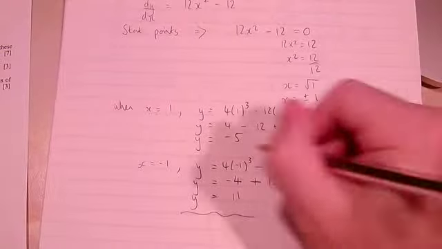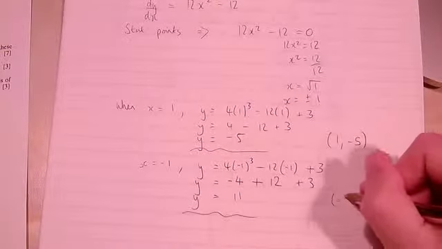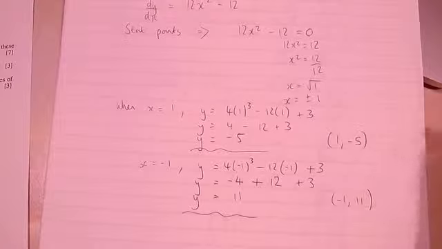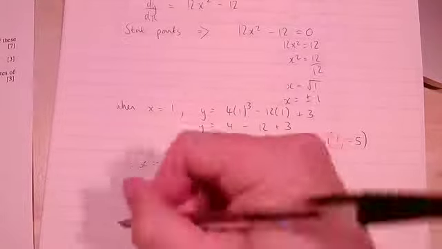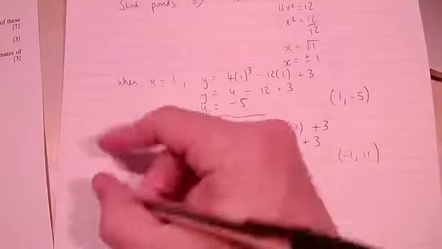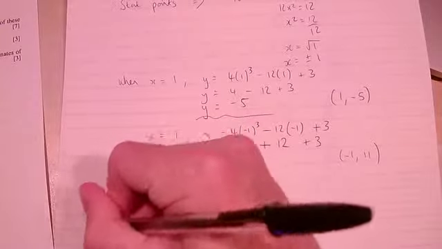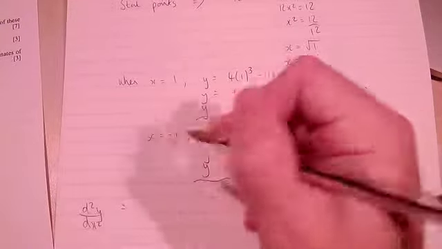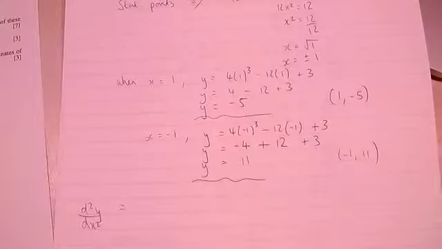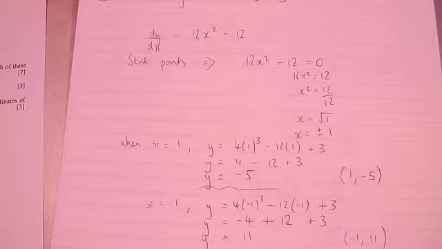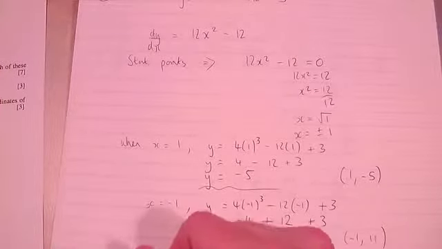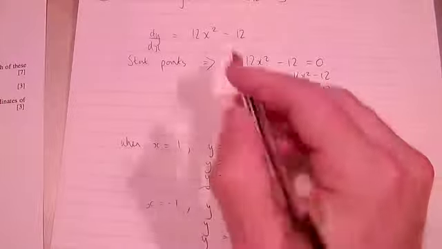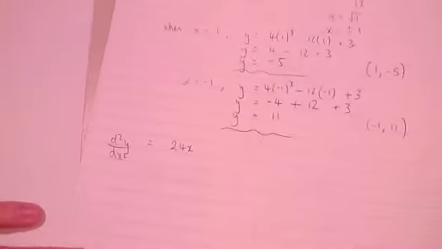Okay, so there's my other set of coordinates there. So I've got minus 1, 11. For the next part, oh, hang on, I haven't done my nature yet. So the nature of my points, I do d2y by dx squared. That means I'm double differentiating. So go back to dy by dx, 12x squared. That's going to give me just 24x. Okay, there's no x part in there, so that just goes.